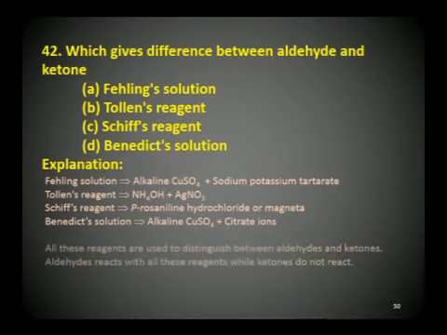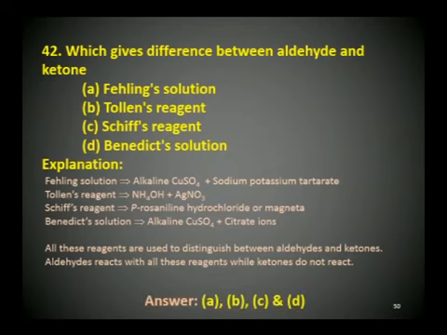All these reagents are used to distinguish between aldehydes and ketones. Aldehydes react with these reagents while ketones do not react. That means all 4 reagents given, A, B, C, D, are used in order to distinguish between an aldehyde and a ketone. That is why the answer is A, B, C, D, all the 4.